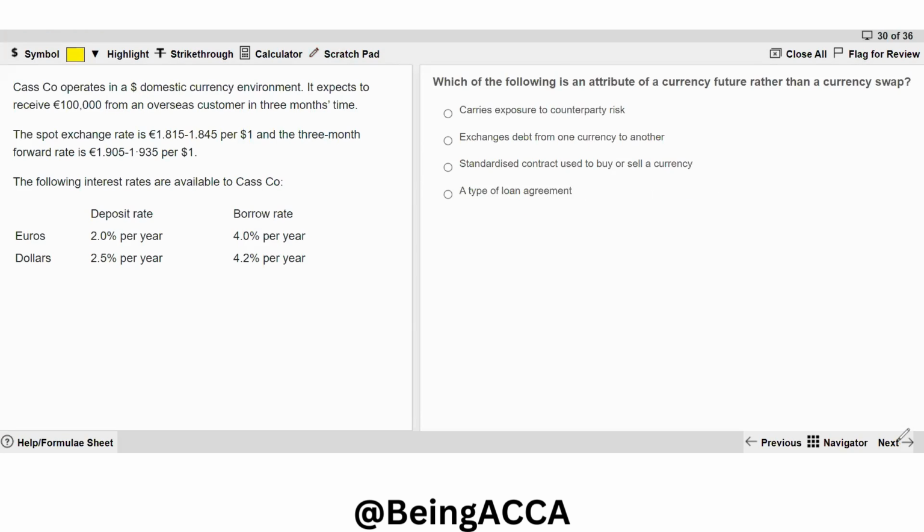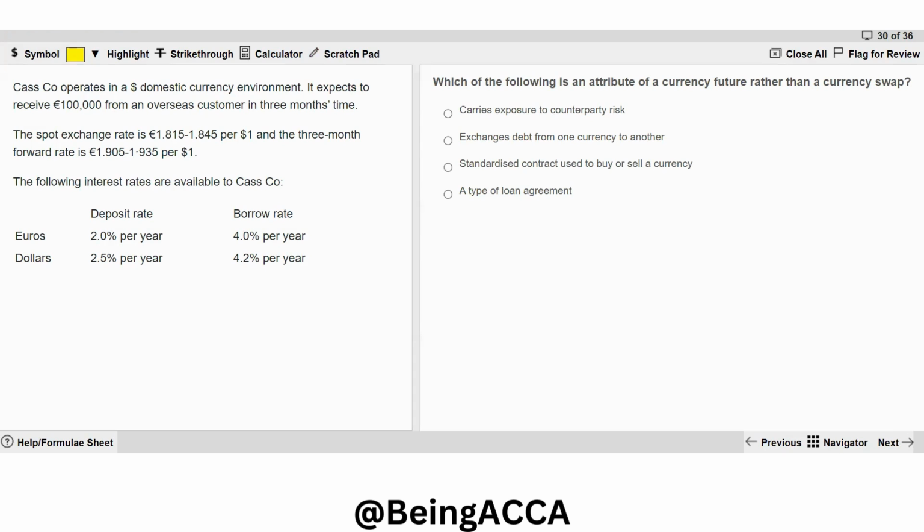Right. Which of the following is an attribute of a currency future rather than a currency swap? So we have to compare futures versus swaps over here. Let's see. Carries exposure to counterparty risk? No, not really. Exchanges debt from one currency to another? No. So the main difference between futures and swaps is that these are standardized.